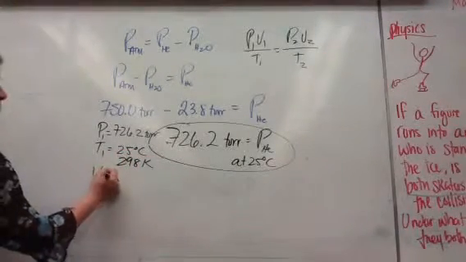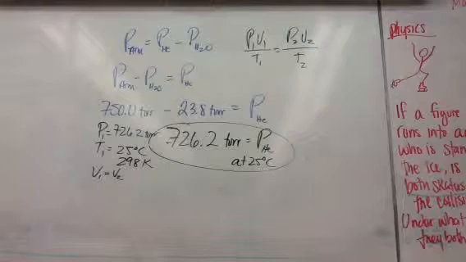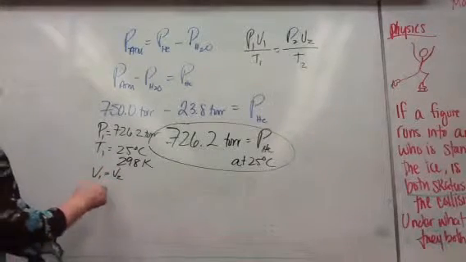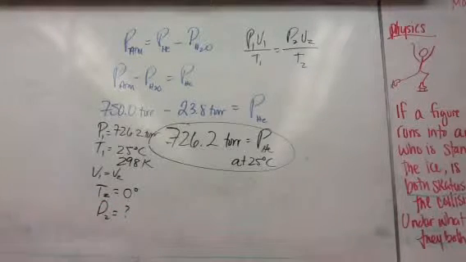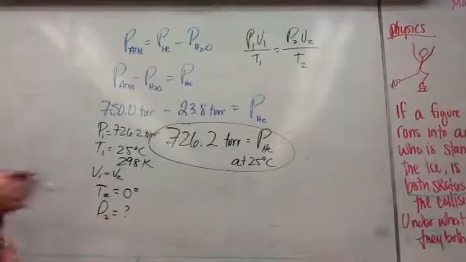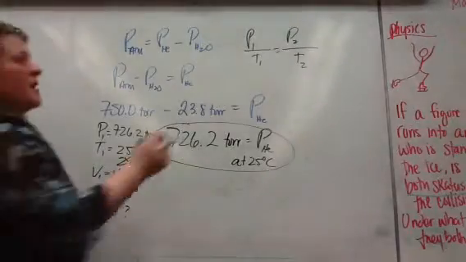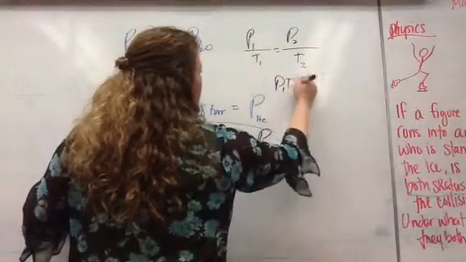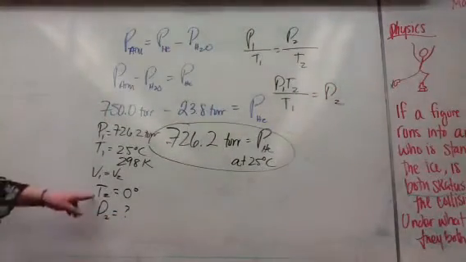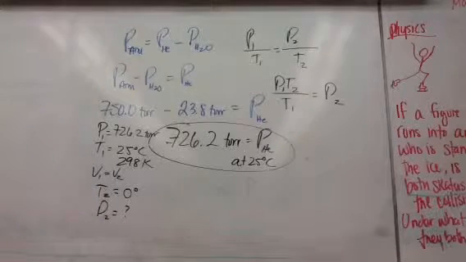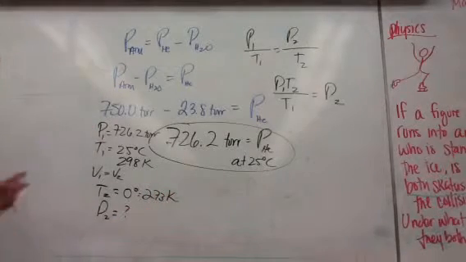Our volume is going to stay the same, so we're not even going to mess with volume. Constant volume. So now we're saying that T2 is 0 Celsius. We'd like to know what our pressure is. Okay, so zip, zip. We're solving for P2. This is an easy solve. P1 T2 over T1 equals P2. What's T2 if it's standard temp? 273 Kelvin. That's easy. That one's easy.